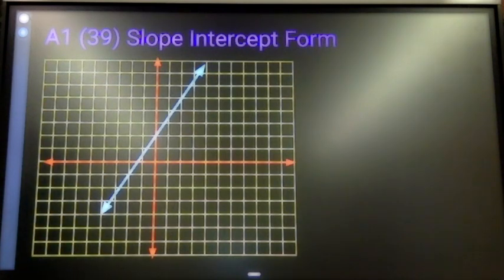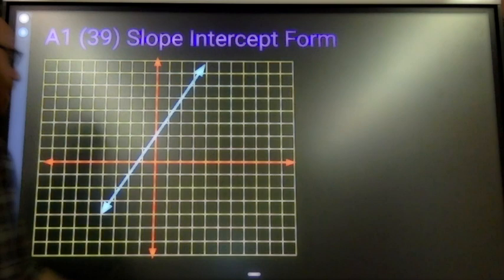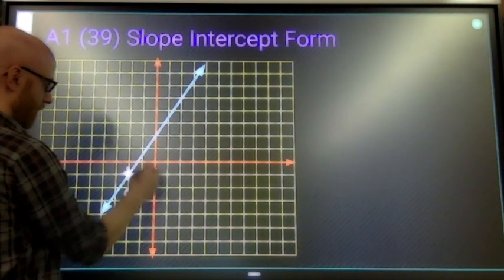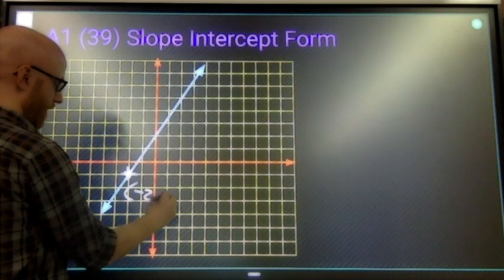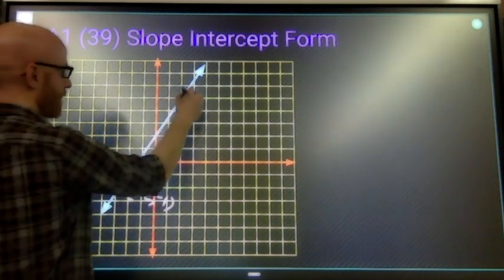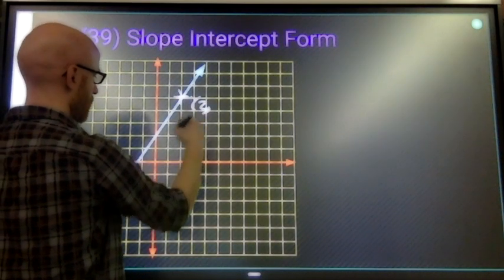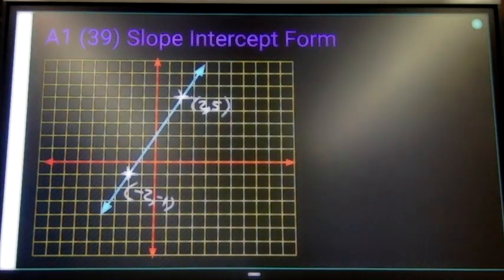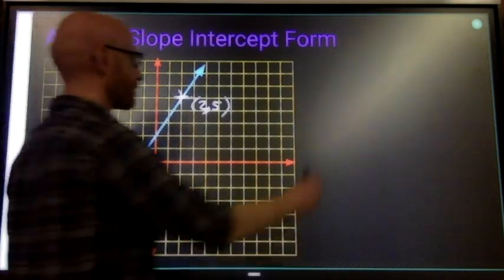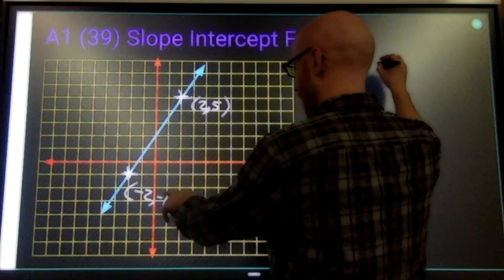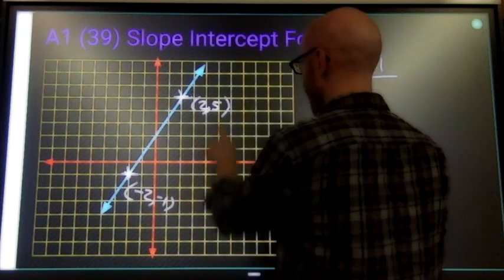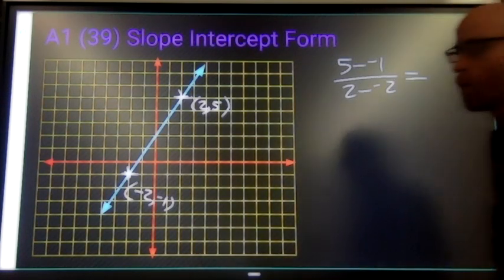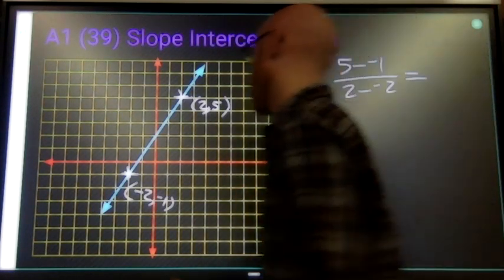You should at this point know how to find a slope. I'm going to pick 2 points. So this is -2, -1, and this is 2, 5. I can use my slope formula, y minus y divided by x minus x equals the slope, or I can use my counting methods.